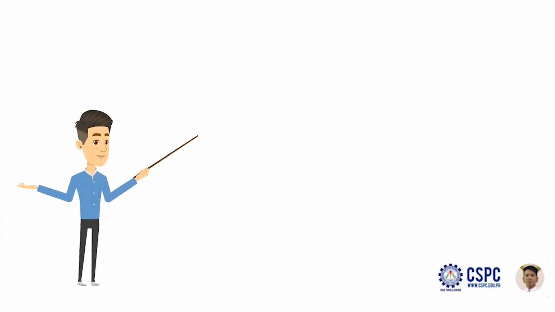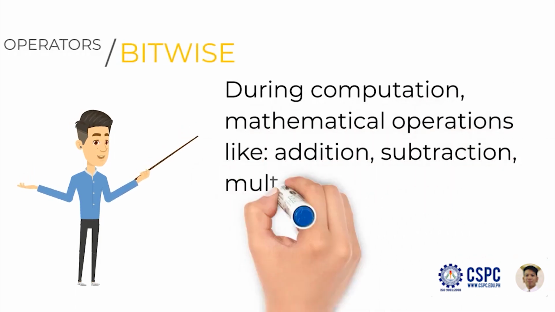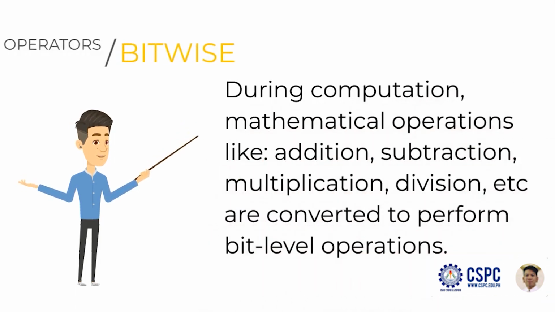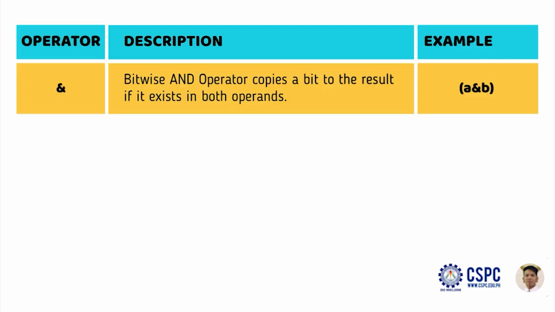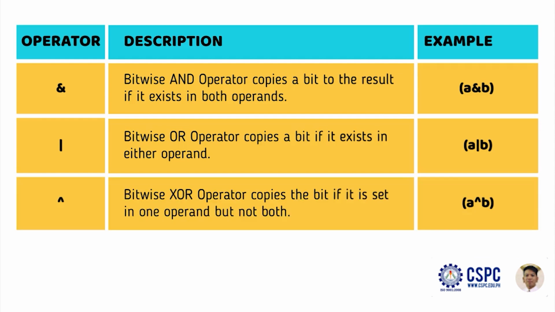During computation, mathematical operations like addition, subtraction, multiplication, division, etc. are converted to perform bit-level operations. Various bitwise operators are as follows. Represented by a single ampersand, the bitwise AND operator copies a bit to the result if it exists in both operands. Represented by a single vertical bar, the bitwise OR operator copies a bit if it exists in either operand. Represented by a caret, the bitwise XOR operator copies the bit if it is set in one operand but not both.